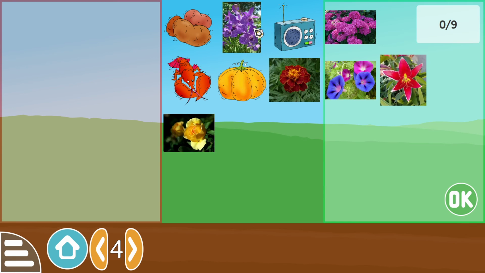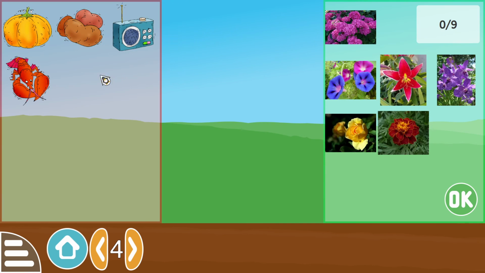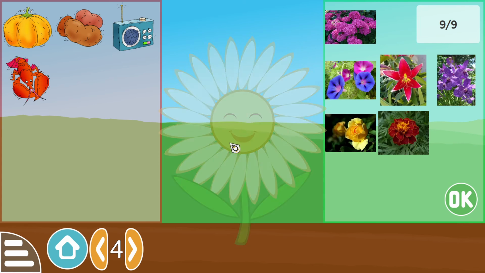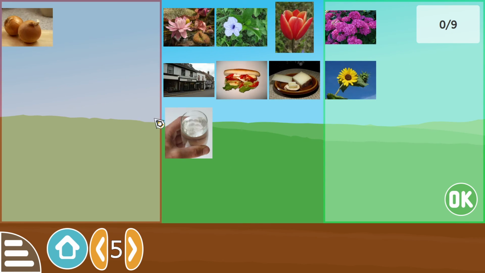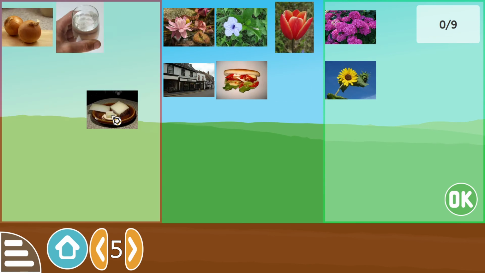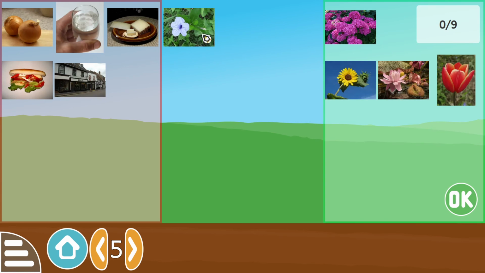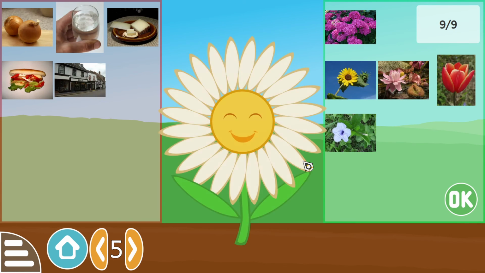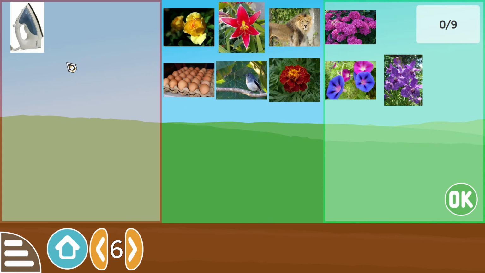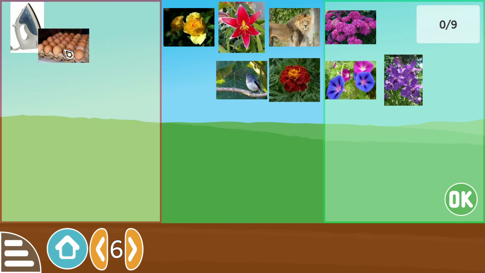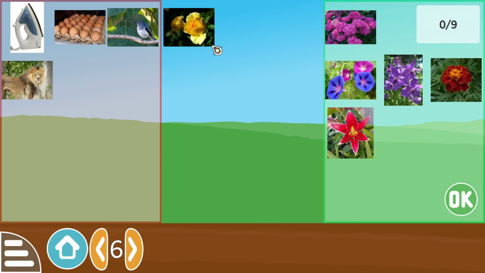Some flowers here. I'm not too sure what each type is. I haven't really had a need to know. Looks to be a sunflower though. The onions shouldn't qualify. Glass of water. A cheese sandwich, building, but the rest of them should all be flowers. So I've got another newer iron there. The other one looks pretty old. The eggs, the bird aren't, and the lion certainly isn't a flower.